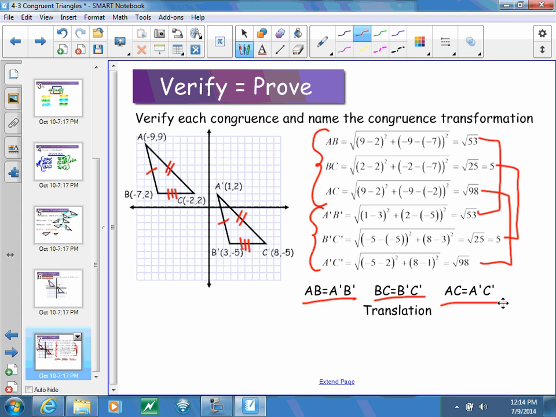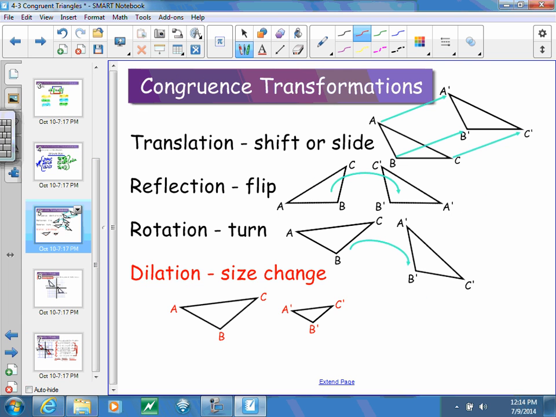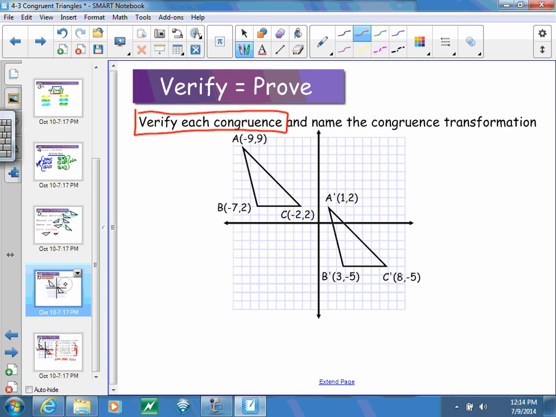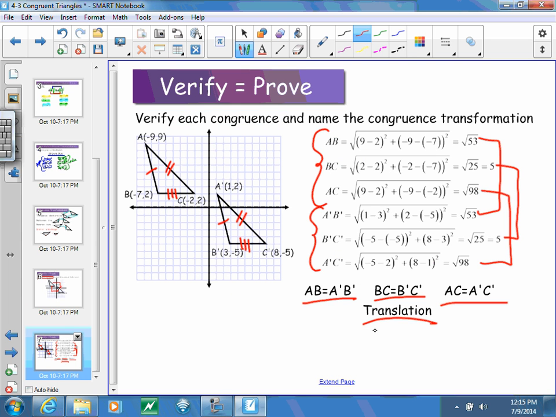Now, if I look to see what kind of transformation took place, did I move it? Did I flip it? Did I turn it? What I did here is it's really stayed in the same shape. There was no rotation. I just kind of moved it down and over, or I moved it over and then down. And so what we're doing here is we are doing a translation for a transformation.